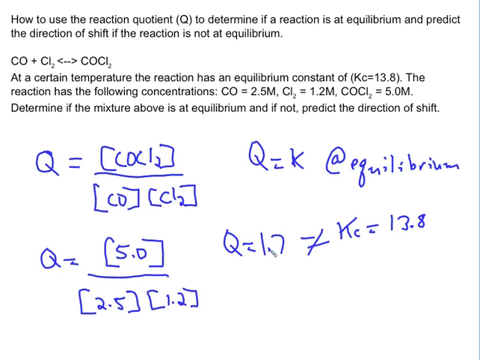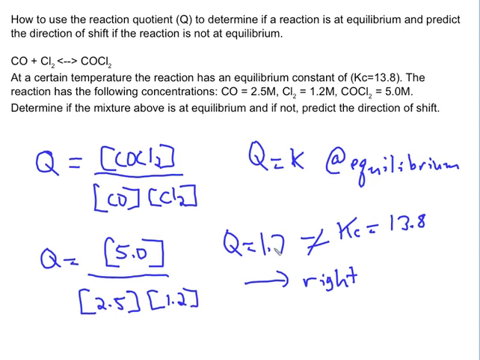What number would we have to make larger in our expression to get the number closer to 13.8? As you can see, Q is smaller. If we make the number on top, which is our COCl2, larger, then our Q number will become closer to K. So the reaction is going to shift to the right.